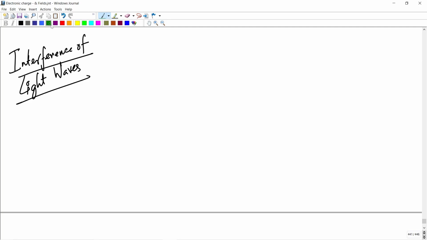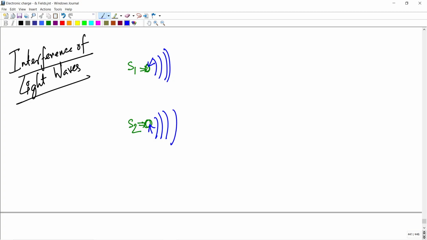Suppose S1 and S2 are pinholes, with waves out from the S1 and S2 pinholes. These are two ordinary sodium lamps illuminating these two pinholes. So these two waves, one wave and another wave, and we will not observe any interference pattern.